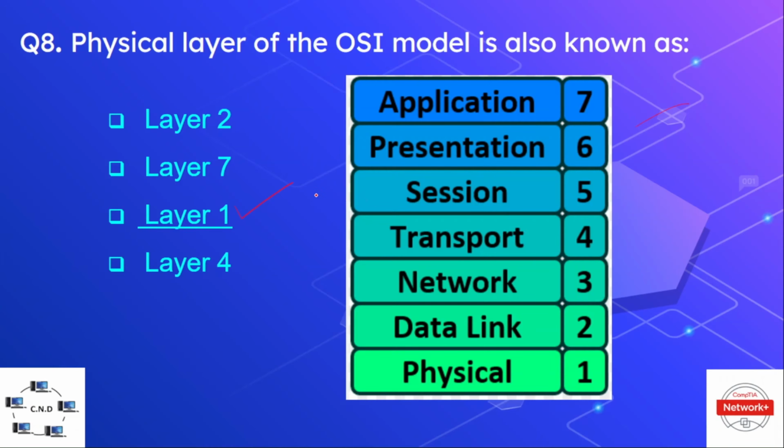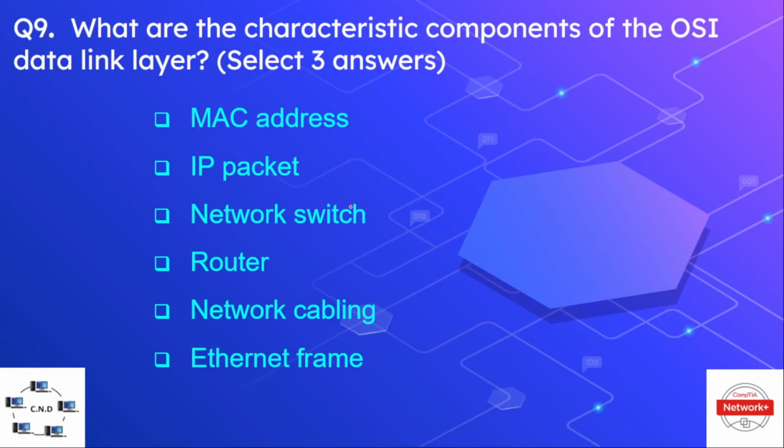Let's get to the next question. Question number 9 is that what are the characteristic components of the OSI data link layer? And again, we have to select 3 answers and the options are MAC address, IP packet, network switch, router, network cabling, and Ethernet frame. So here we are talking about the data link layer or layer 2.